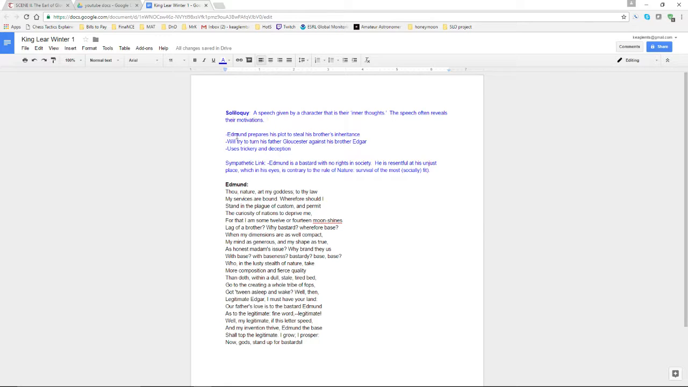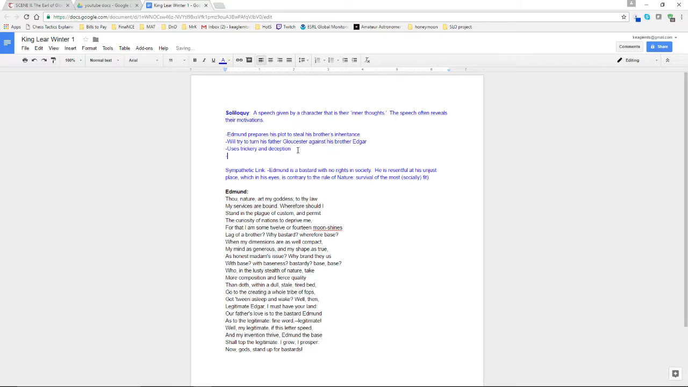In this particular case, the Edmund soliloquy shows the audience that he's preparing to plot against his brother in order to steal his inheritance. That's the plot element here in the beginning. So it's important to pay attention to the language he uses to describe how he's going to trick his father and his brother into making him the heir. The basic idea is that he's going to turn his father against his brother using a variety of tricks, lies and deception.